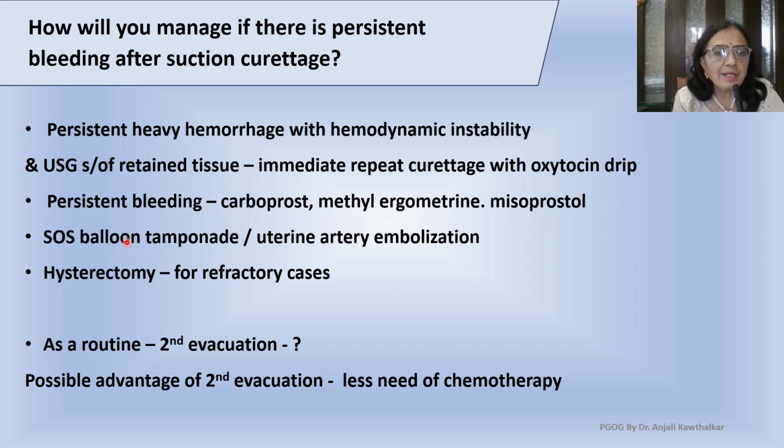If facilities are available, we should start the preparation to proceed with balloon tamponade also, where with the compression the bleeding will minimize. Or even uterine artery embolization; there are case reports where it has been used, so that the patient is stabilized by the time we give blood transfusions. That is the advantage of uterine artery embolization in this case. Rarely we have to go for hysterectomy in refractory cases.